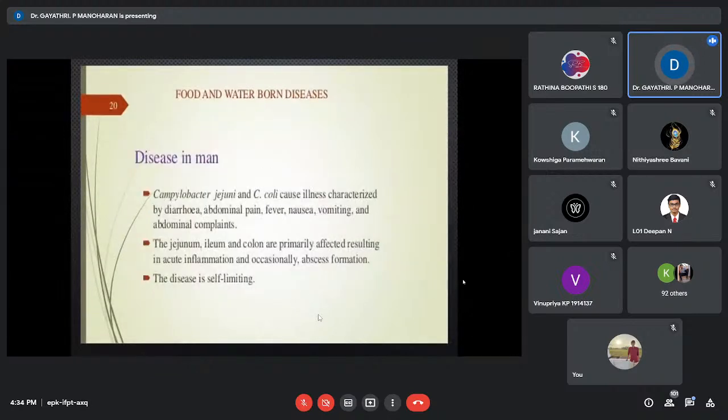Okay, what is the disease? Campylobacter jejuni and coli cause illness characterized by diarrhea, abdominal pain, fever, nausea, vomiting, and abdominal cramps. The jejunum, ileum and colon are primarily affected, resulting in acute inflammation, occasionally abscess formation. Listen again: jejunum, ileum, and colon. These are all the parts present in our intestine.